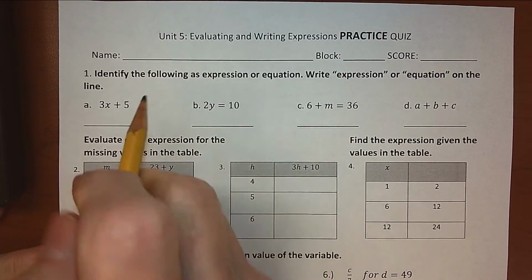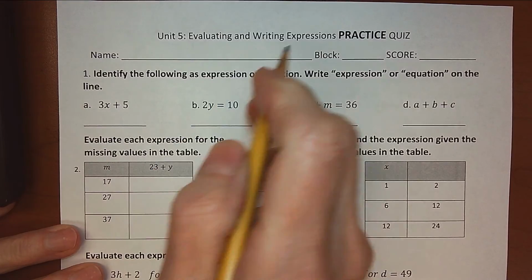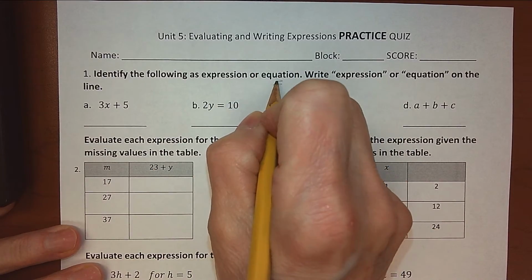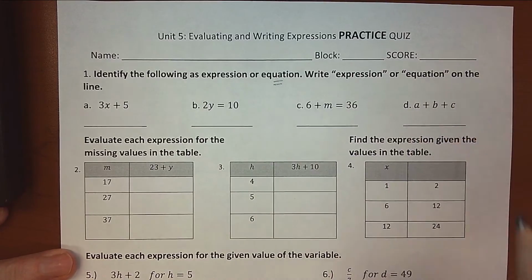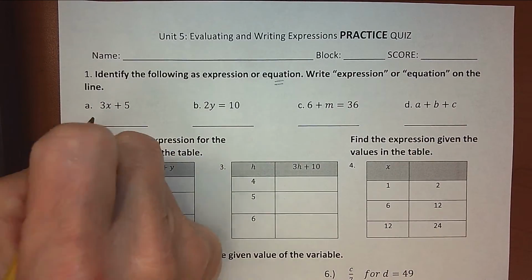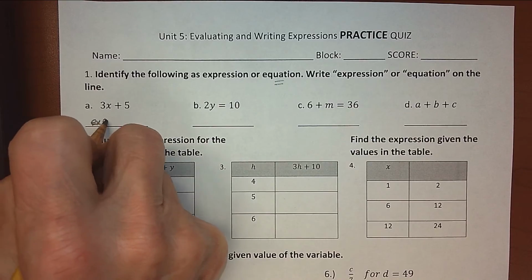Let's get started. Identify the following as expression or equation. We know that if it's an equation, it's going to have an equal sign. If it doesn't have an equal sign, it's an expression. So write expression or equation on the line. 3x plus 5, no equal sign, so that is an expression.